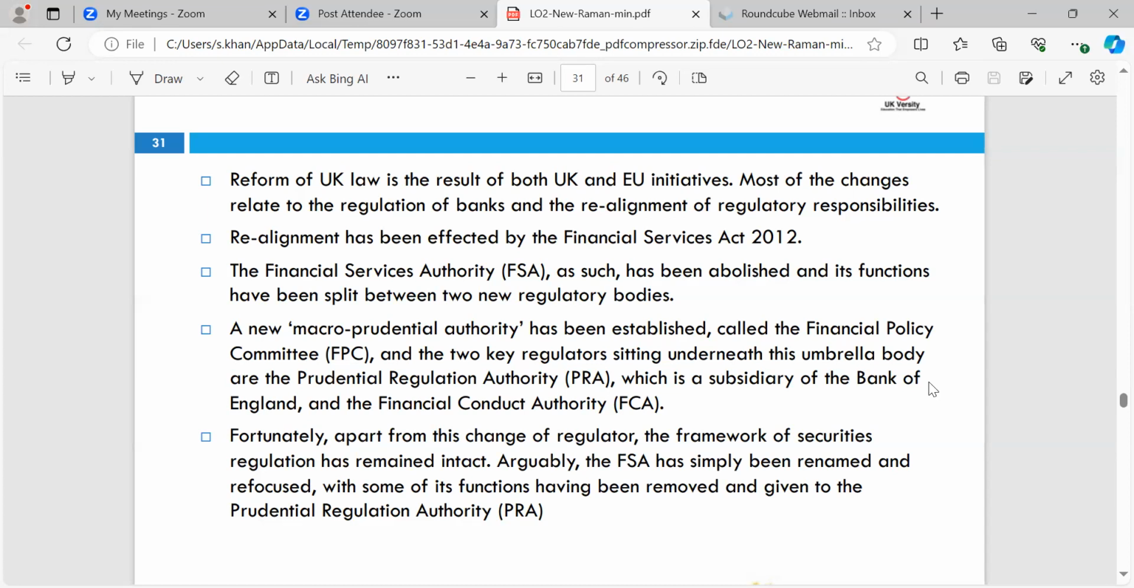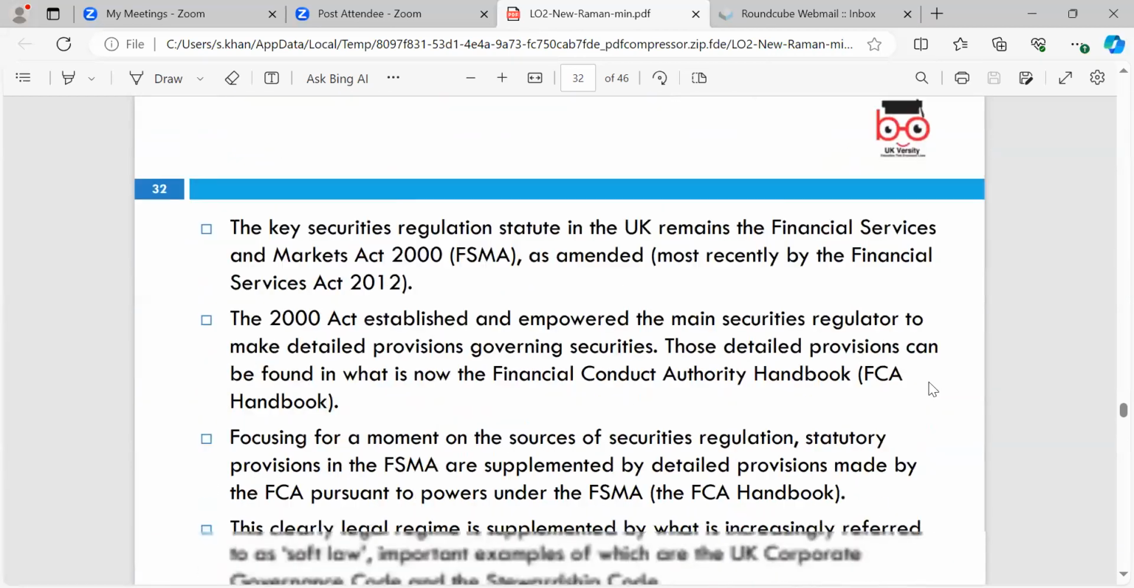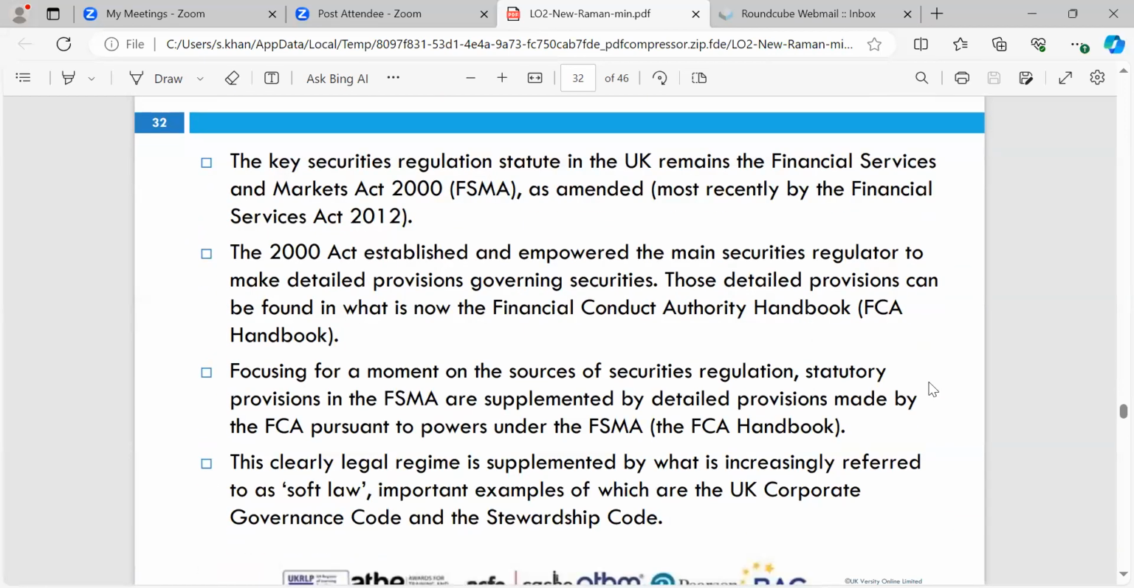A new macroprudential authority has been established called the Financial Policy Committee, and the two regulators sitting underneath the umbrella are the Prudential Regulation Authority, which is a subsidiary of the Bank of England, and the Financial Conduct Authority. Fortunately, apart from this change of regulator, the framework of securities regulation has remained intact. Arguably, the FSA has simply been renamed and refocused, with some of its functions being removed and given to the Prudential Regulation Authority. Yeah, it's really banking versus investments. Basically, that's what's happened. Banks are PRA and asset managers and others are FCA.